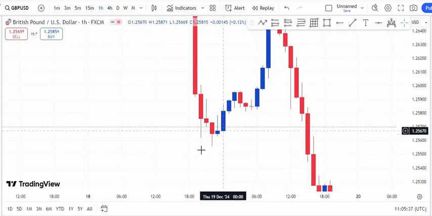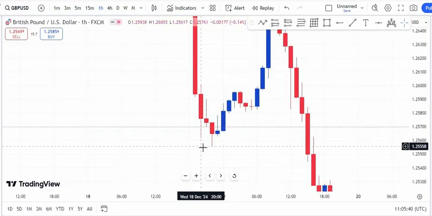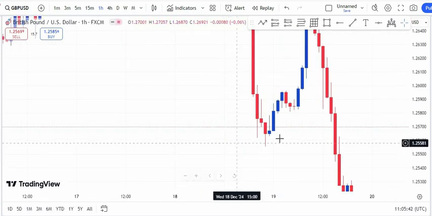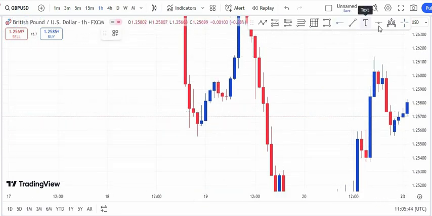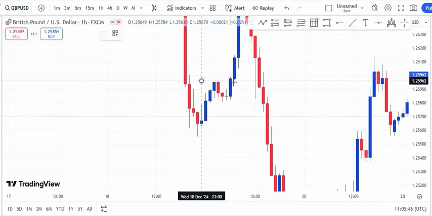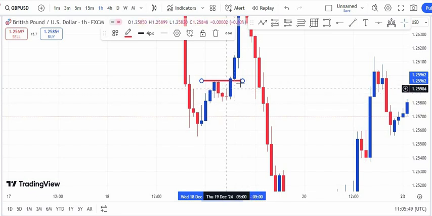And this is where the swing high will be. This is where the buyers will start coming into the market. And there is a break of structure. Always remember that there must be a break of structure. So this is where another break of structure lies.